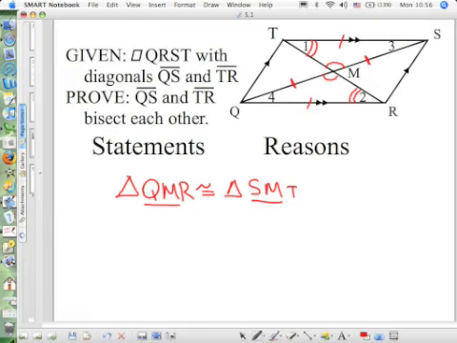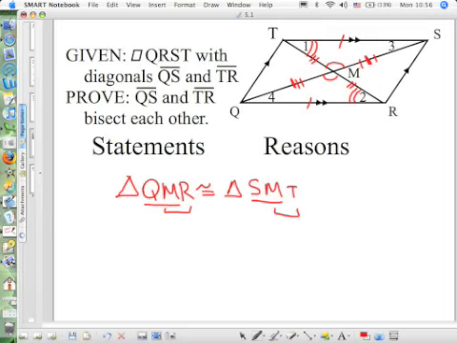Well, if SQ has been separated into two equal segments, what do we know about point M? It's the midpoint, because of the definition of midpoint. Okay? MR is congruent to MT. Because they were corresponding parts.